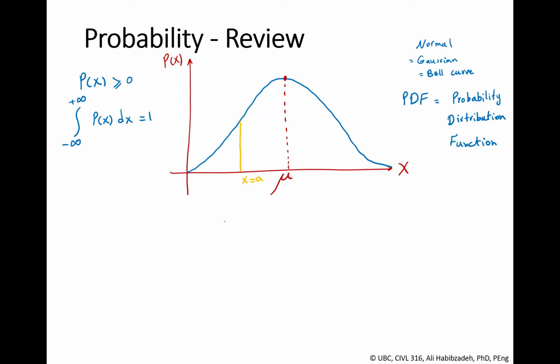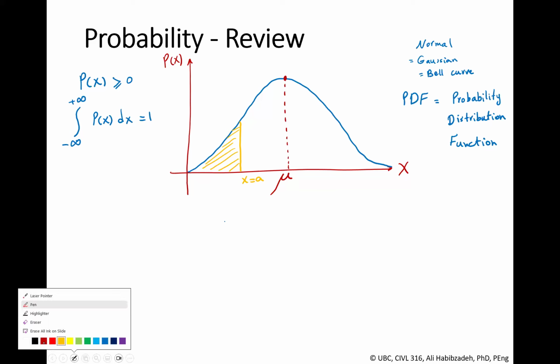If you integrate from negative infinity to x equals a, you get the probability of non-exceedance of x equals a, because it's to the left. So values which are smaller than a, right? So this is how it ties to what we were talking about previously.